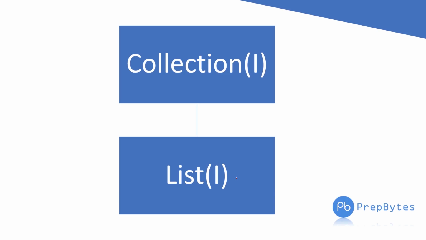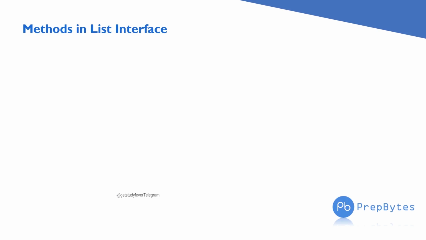There are some additional methods. So let's see what these additional methods in the list interface are. Collection interface methods are already accessible by the list interface, and there are some additional methods also. We have an add method already in our collection, that if you want to add some objects in our collection, then you can use the add method, correct?